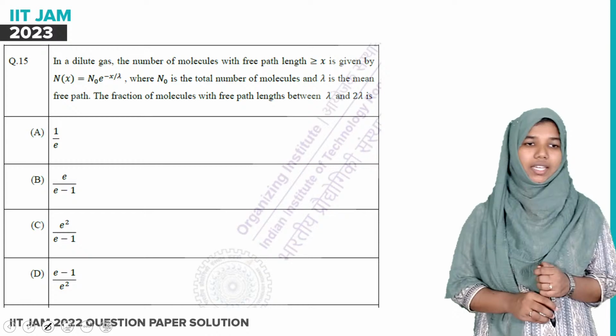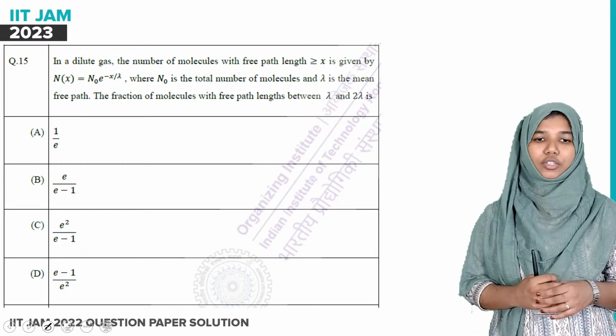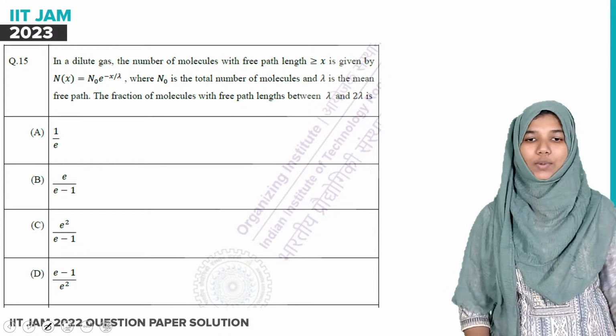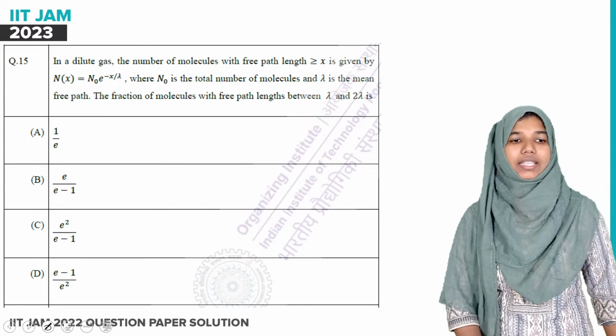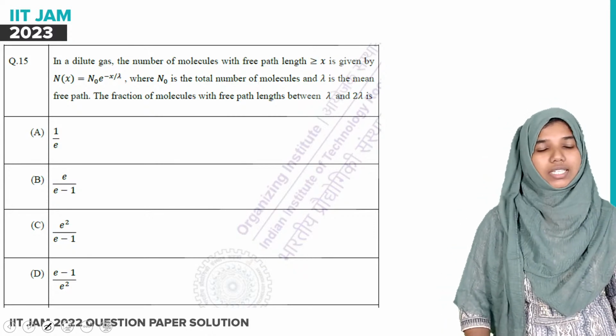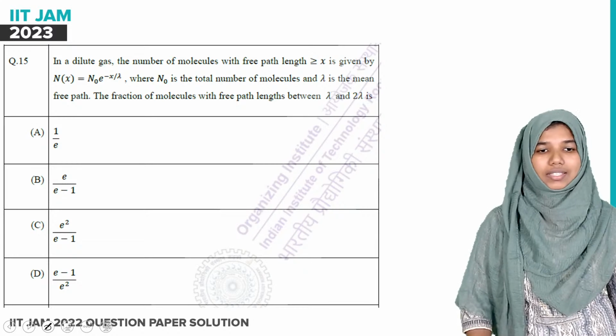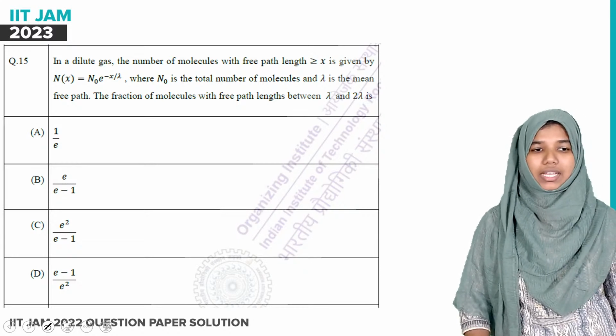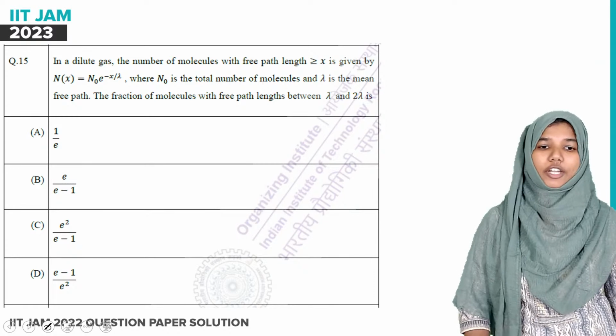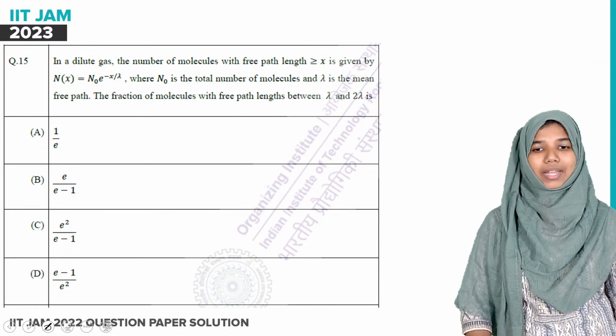Okay, the next question. In a dilute gas, the number of molecules with free path length greater than or equal to x is given by n of x equals n0 exponential minus x by lambda, where n0 is the total number of molecules and lambda is the mean free path. The fraction of molecules with free path lengths between lambda and 2 lambdas.